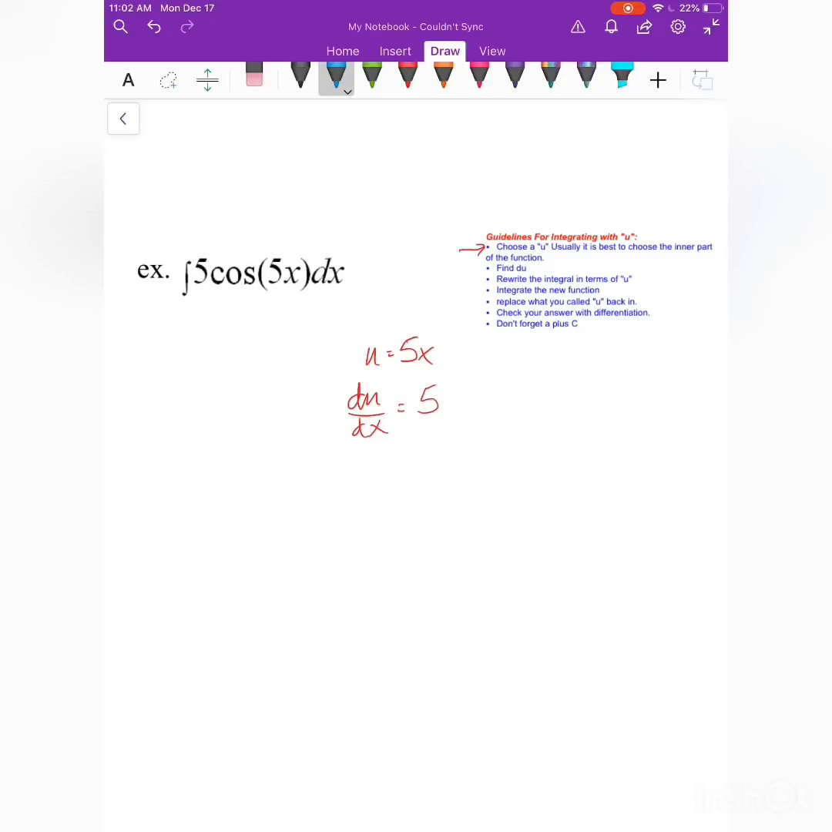And then don't forget, we want to separate our u's and x's. So du on this side and 5 dx on this side. In the future, I'm just going to always write dx on the right side, skip that step, but that's where it comes from. So, going through our list, we found du. Now we're going to rewrite the integral in terms of u. So the 5 and dx is going to come out, and that's our du, and I usually write du off to the side.